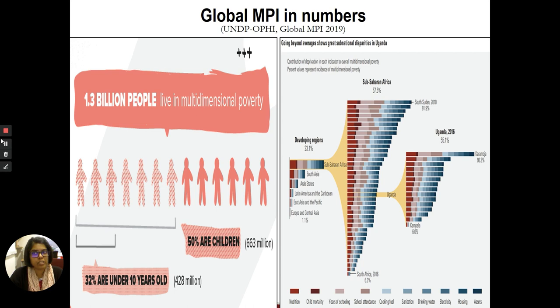The global MPI is also a high-resolution lens because it can be broken down to subgroups and places, making it very meaningful for policy. We know that almost half of the MPI poor are children under 18. In terms of comparison across world regions, we know that some 57.5% of people living in sub-Saharan Africa are MPI poor compared to some 1% in Europe and Central Asia. Within sub-Saharan Africa, the headcount ratio ranges from 92% in South Sudan to 6.3% in South Africa. Zooming further into Uganda, we find that the headcount ratio is 96% in Karamoja, while it is as low as 6% in Kampala. Evidently, there is substantial variation in multidimensional poverty between and within countries.